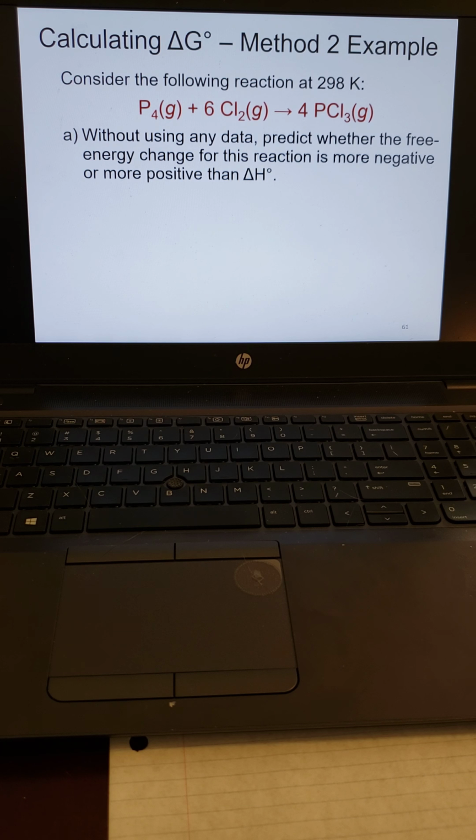Okay, so how we're going to figure that out is you're going to consider what you know about entropy. All right, so entropy wise, is this going to be negative or positive? We're going from 7 moles of reactant to 4 moles of product. So this is going to be negative, right? It's going to be negative because we've gone from 7 to 4. So we have dramatically decreased the entropy in this reaction.